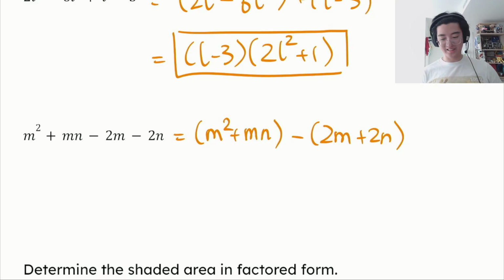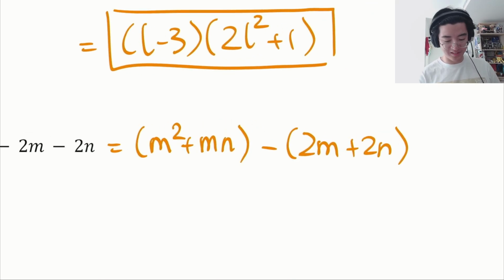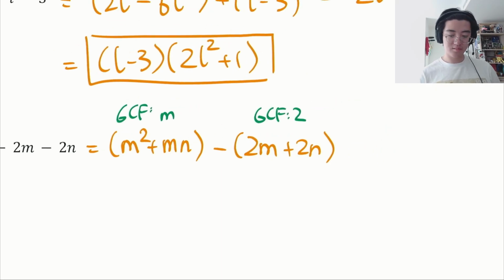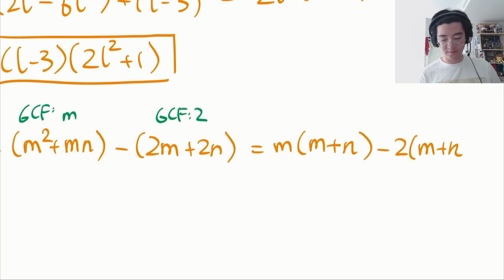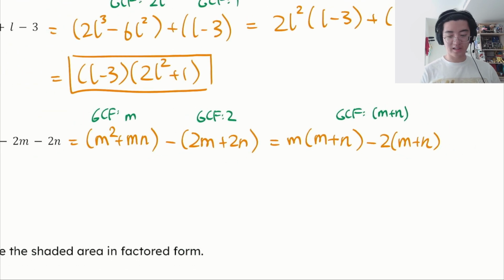It's always the negative signs. If you ever got an incorrect answer, just look at your negative signs first. Chances are that's where the common mistake is. Anyways, you can factor out an m, factor out a 2. M plus n. Oh, very convenient. We can factor m plus n out.